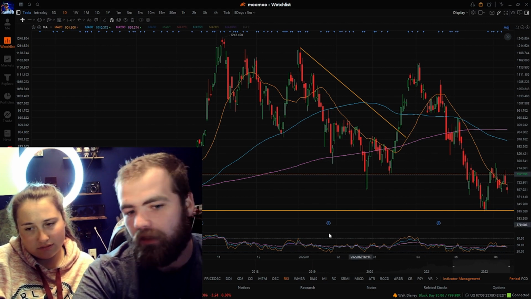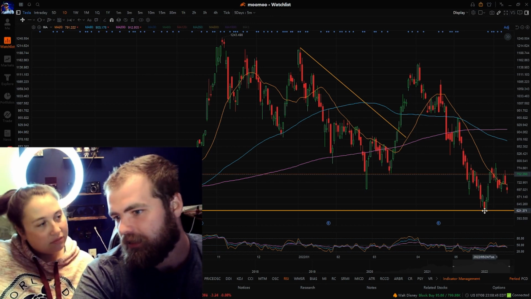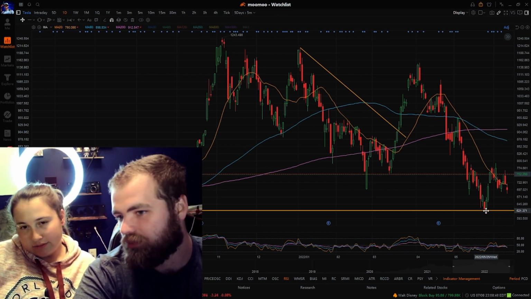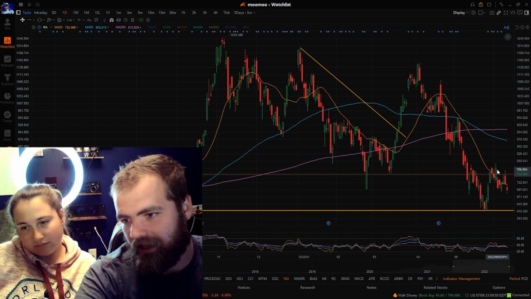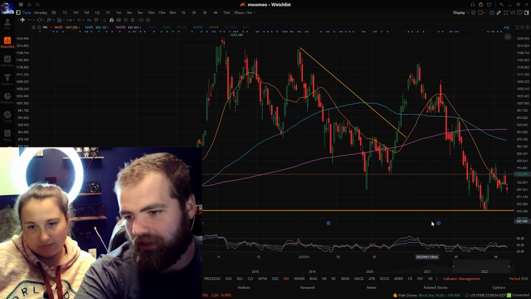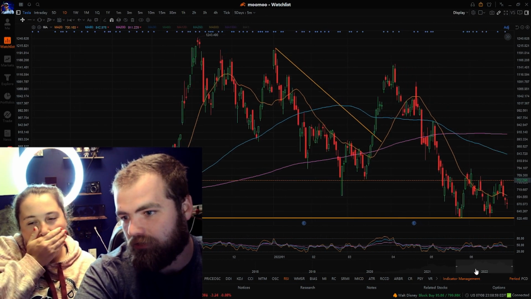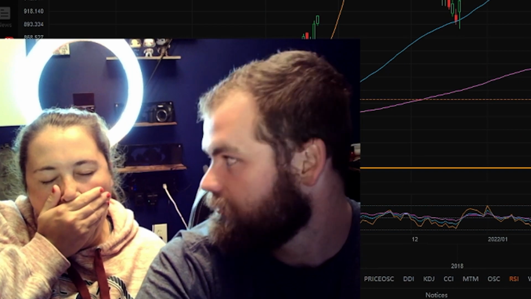So if you understood where that support is, you could essentially have bought in at $620 and sold it at $770, because you knew where that support is. So now that we know where that support is, if we continue to let the stock fall or let it ride.